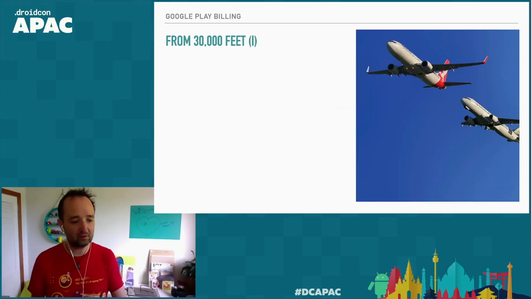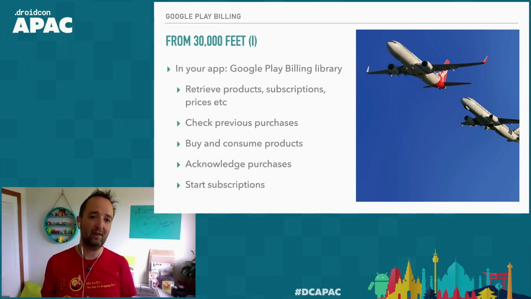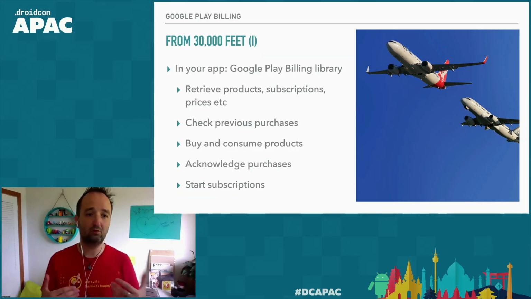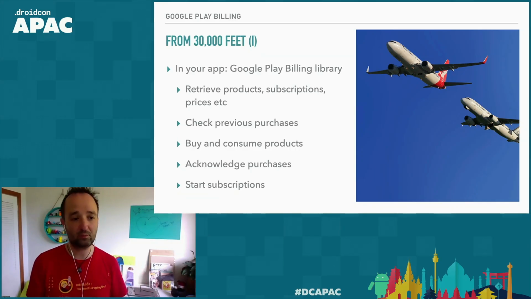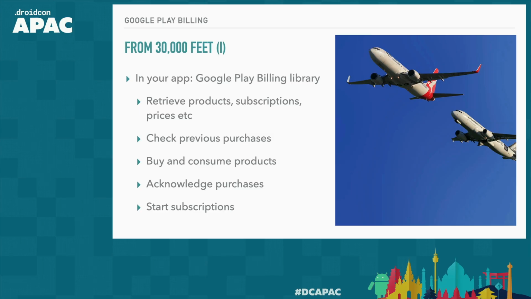From a 30,000 feet point of view, when you think about what that is and how it works, when you use the library in your app, you retrieve products, subscriptions, and prices, and you show all that stuff to the user. You can use it to check previous purchases. You can use it to purchase and start the purchase flow. And you can use it to start and cancel subscriptions or acknowledge purchases, for example.